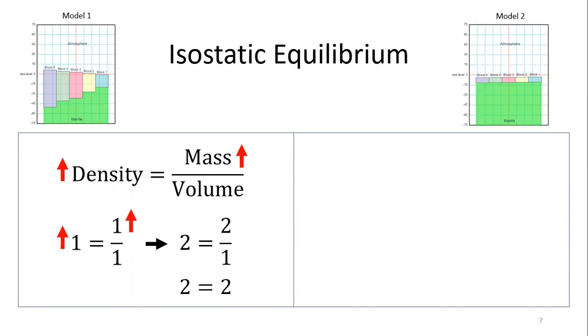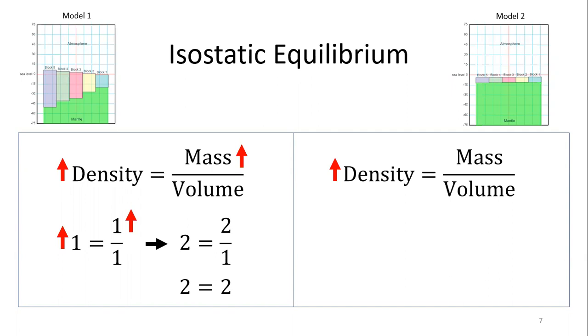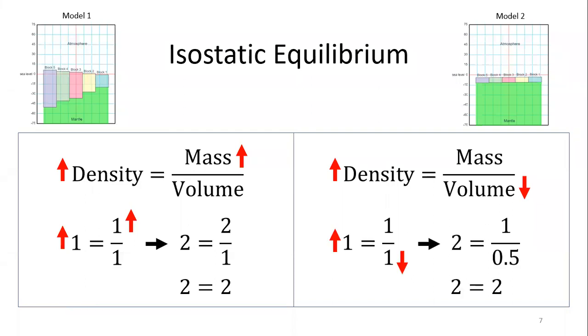Let's take a look at a second example. What if you increased density and held mass constant? Then volume would have to decrease in direct proportion. Thus, if you double the density while holding mass constant, then you will halve the volume. Again, use this reasoning to describe isostatic adjustments in terms of mass, volume, and density.